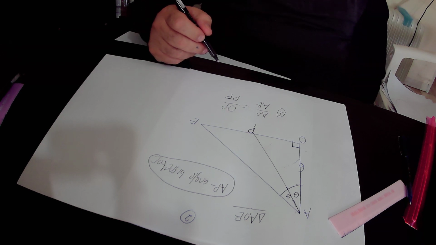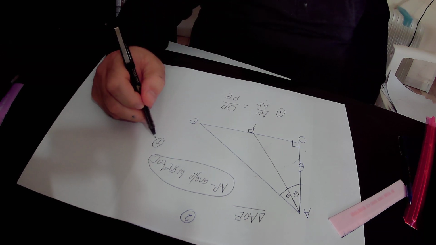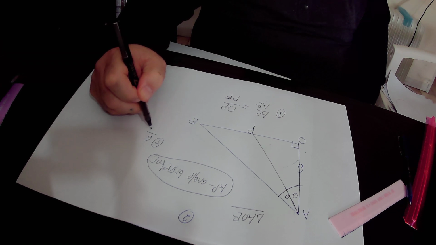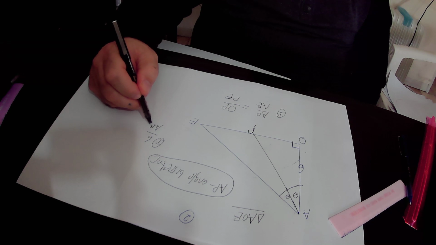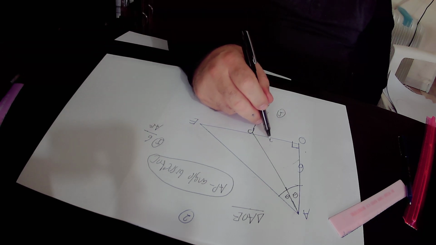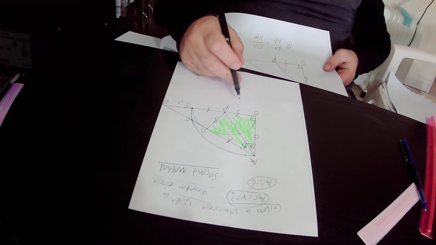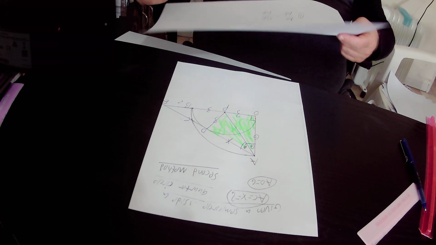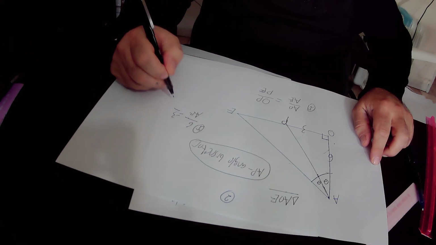Okay? AO equals 6 units. AE is AE, and OP equals 3 units. It is the radius of the semicircle. Here OP equals 3 units. This is the radius of the semicircle, over PE.